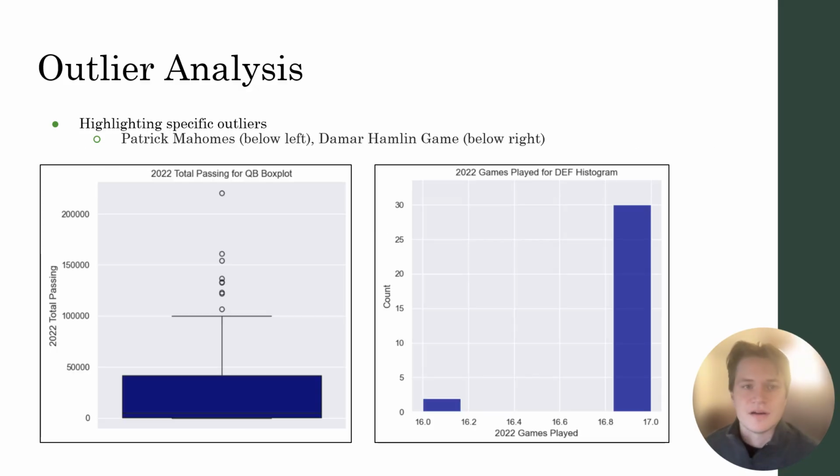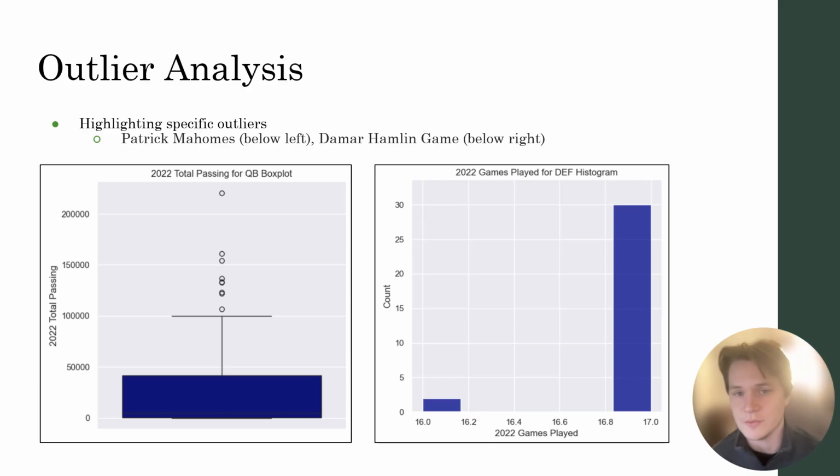And lastly here in our outlier analysis, we just wanted to highlight some specific outliers that we thought were interesting. So on our left, we have a total passing QB box plot for the 2022 season, and you may see that top outlier is something that you would normally want to remove, but in our case, that's an exact kind of performance or player that we're looking for. This represents Patrick Mahomes' season in 2022 where he won the MVP and had an amazing total passing season, so that's the kind of player we're trying to capture.